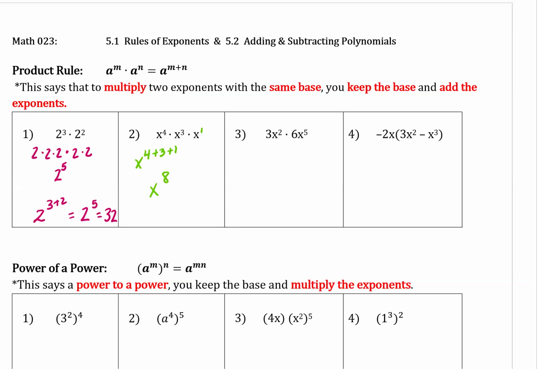Number 3, we can multiply in any order. Multiplication has a commutative property. So if I decide to write this, putting the numbers first and the exponents second, then I'm going to multiply 3 times 6 and get 18. X squared times x to the 5th, same base, multiply and keep the base, add the exponents, and 2 plus 5 is 7.